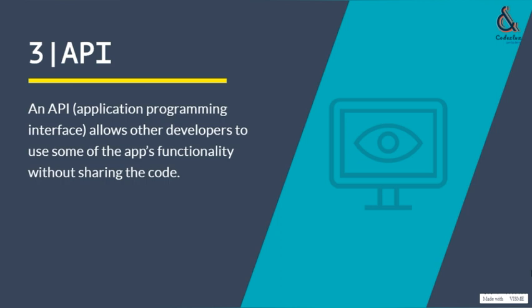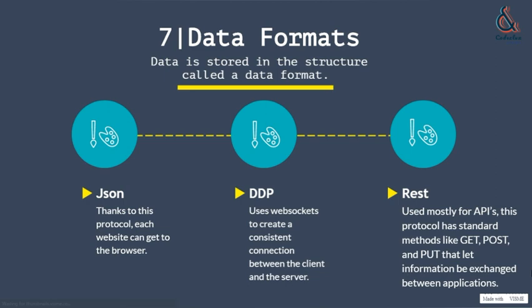Next, on number 6, is the API. An API, application programming interface, allows other developers to use some of the app's functionality without sharing the code. Next, on number 7, is data formats. Data is stored in a structure called a data format.